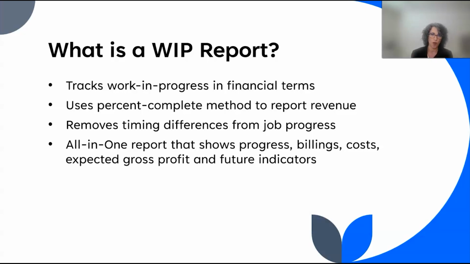So the WIP report is a report that converts our normal jobs into the percent complete method for revenue recognition. I just said a whole bunch of words that may not have meant anything. What we're doing is we're taking out the timing differences on our jobs. You know how we might get a whole bunch of costs in and then later we bill the job? What the WIP report does in percent complete accounting is smooth that all out so that it actually lines up with each other.